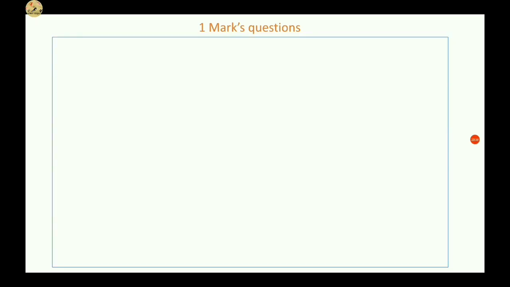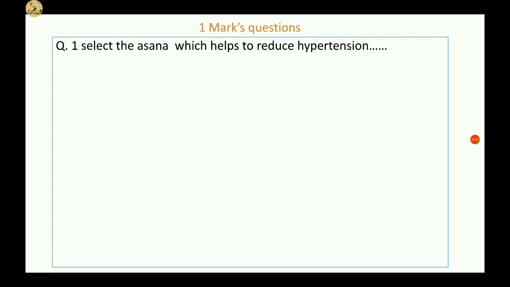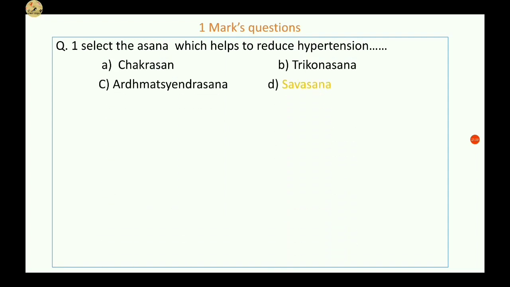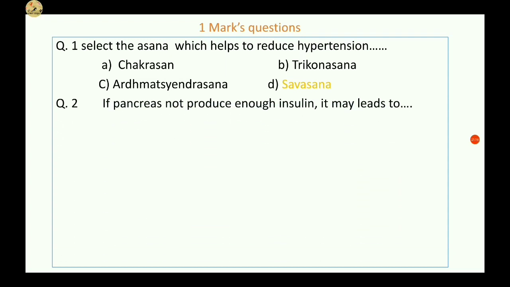Now we will discuss some questions, the MCQ, which may be asked in CBSE half yearly or pre-board examination, dear student. The first question is select the asana which help to reduce hypertension. We will discuss here only regarding the diabetes and the hypertension. The options are Chakrasana, Trikonasana, Ardha Matsyendrasana, Savasana. So Savasana is the correct answer. The second question is if pancreas not produce enough insulin, it may lead to diabetes. Diabetes is the correct answer.